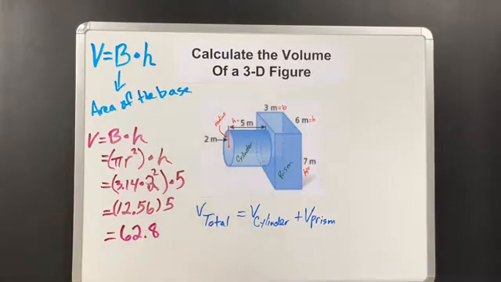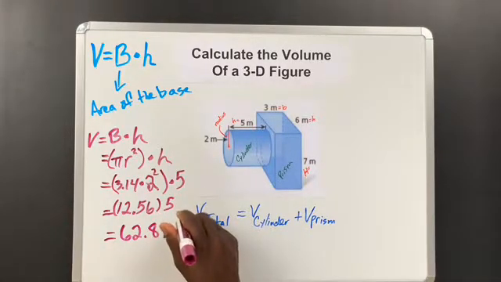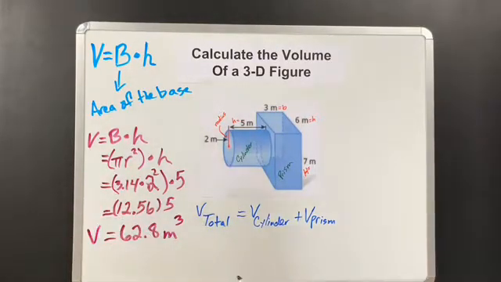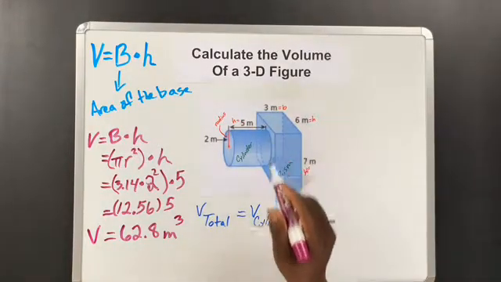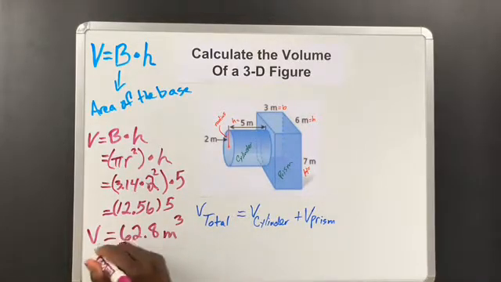Now don't forget to write the unit of measurement, which is meters cubed, because we're finding the volume of this cylinder, all right? Just like length times width times height is meters times meters times meters, which gives us meters cubed. So we've calculated the volume of the cylinder right here.